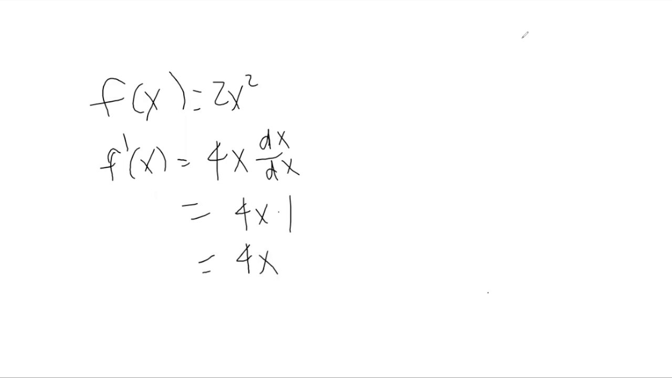Since mathematicians are generally lazy, we don't bother writing the dx. However, in implicit differentiation, we're going to have to write something like that out. So let's consider this equation now: 2x to the third minus 3y squared equals 5. Let's say we want to take the derivative of this with respect to x.